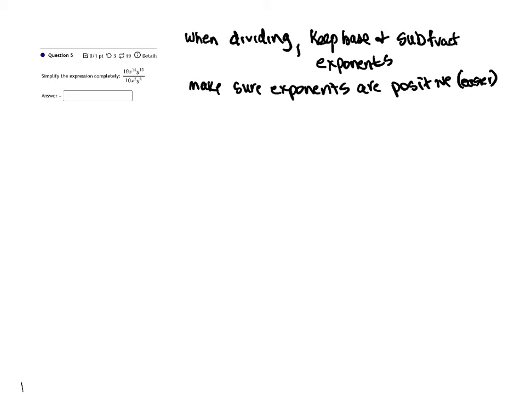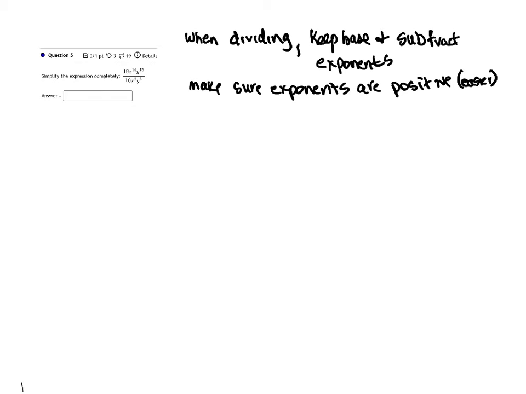Simplify the expression completely. So we have a monomial on top, a monomial on bottom. We're going to look at our coefficients, the 19 and 10, and see if we can reduce those. Then we're going to look at the x's, and then we're going to look at the y's. Now remember, when dealing with exponents, when we divide, we keep the base and we subtract the exponents. When we multiply, we keep the base and add the exponents.